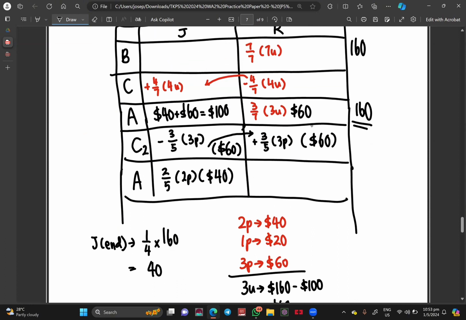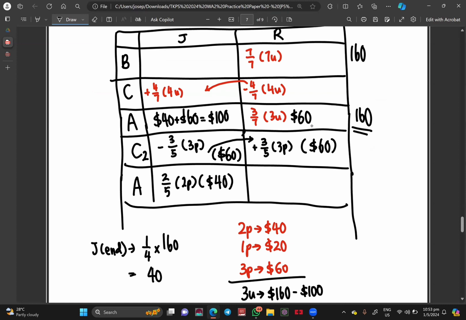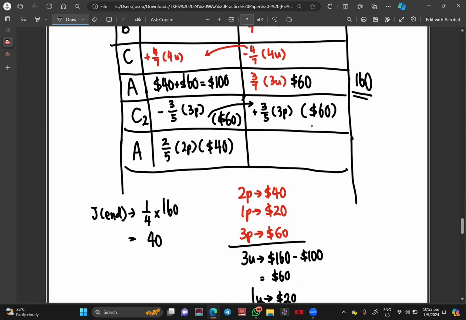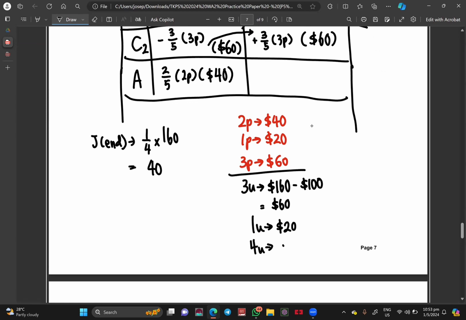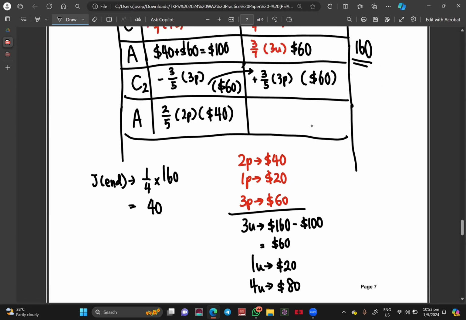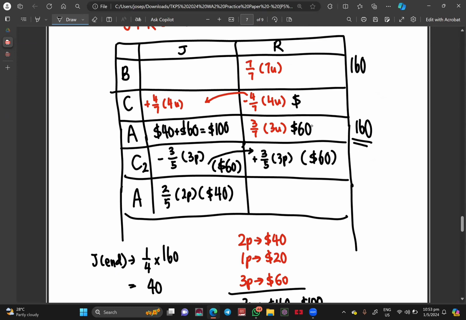What are we going to do? We always have to learn how to move up. Now the question is asking us for 4 units. So we are just going to find 4 units next, which is $80. Where is that $80? This is the $80. This $80 was actually given by Rohit to Jerry. So Jerry actually received $80.